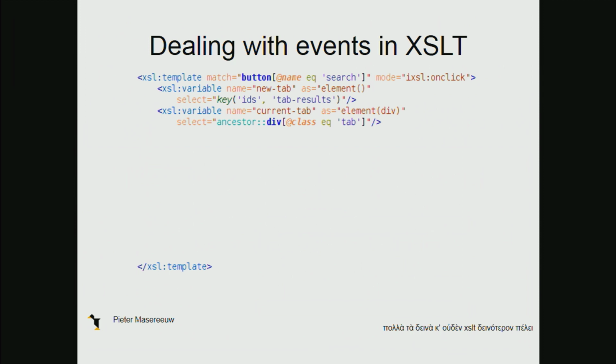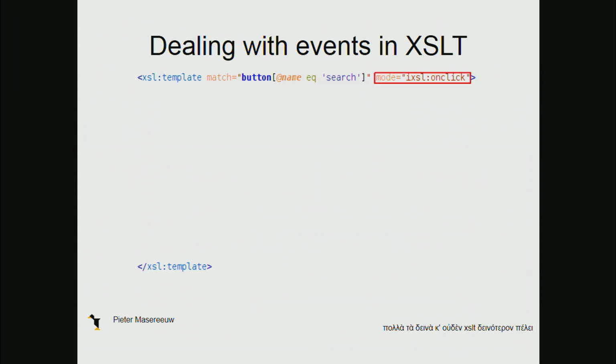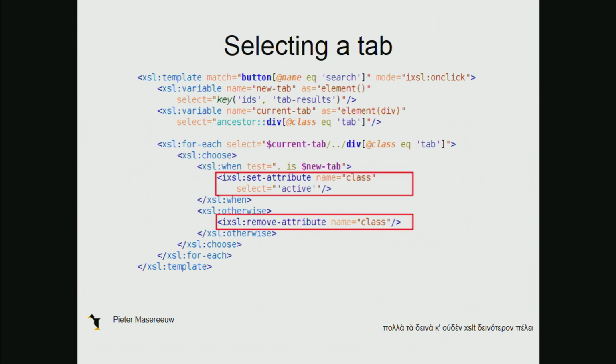So what you see here is that JavaScript events have been mapped to XSLT modes. So what happens here is that if you click on the button with the name search, this template is going to run and modify the document in the browser. This is not interesting, and here you see how it modifies it. It sets attributes by means of an extension instruction, IXSL set attribute or remove attribute. And CSS does the rest of showing the tabs. Five minutes, okay, I should hurry up.